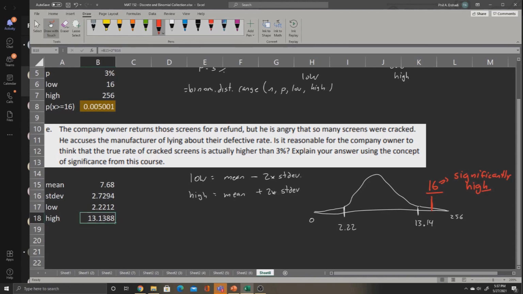Now, similarly, it's possible that someone who got either 0, 1, or 2 broken screens might think that the defective rate is lower than 3% because almost all of their screens were good. However, most results are going to be in between 2.22 and 13.14. So anybody who got 16 broken screens would be quite reasonable to think that perhaps the failure rate is higher than advertised.